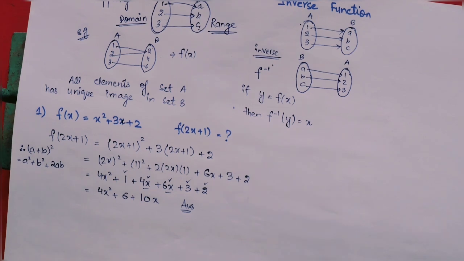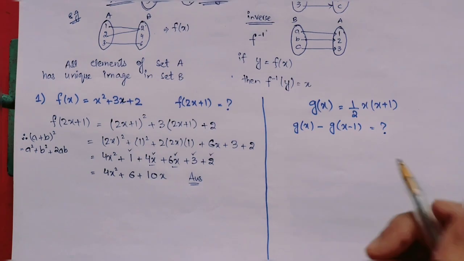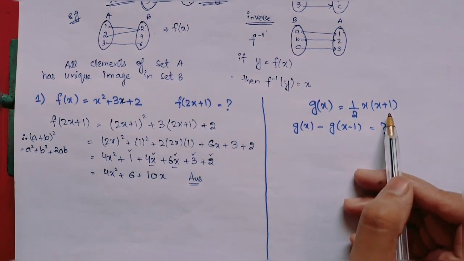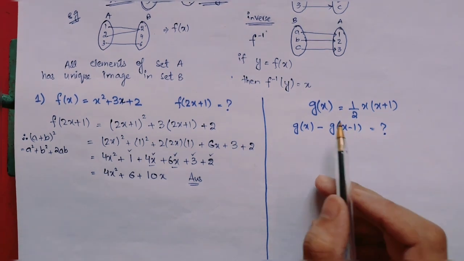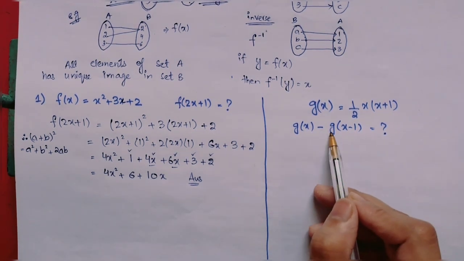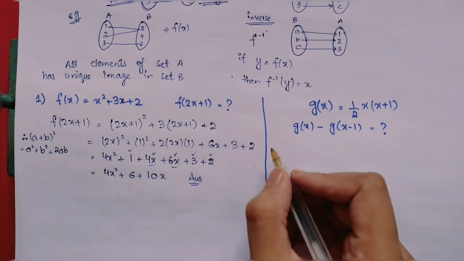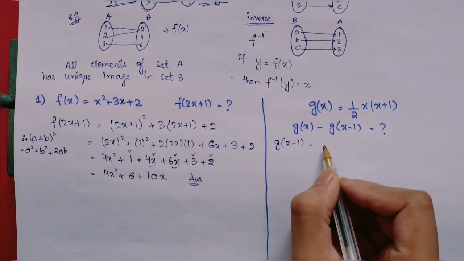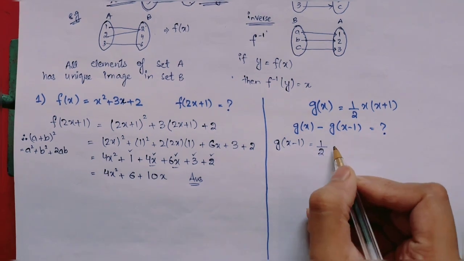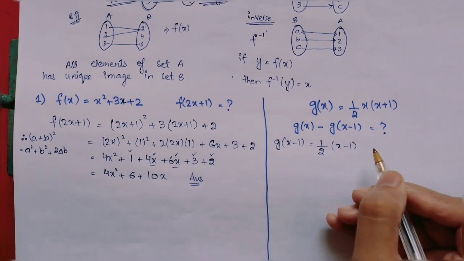Let's do another example. This is our question. We are given g of x as this function, and you have to find g of x minus g of x minus 1. You have g of x but you don't have g of x minus 1. So let's first find g of x minus 1. How can we find it? Replace x with x minus 1.